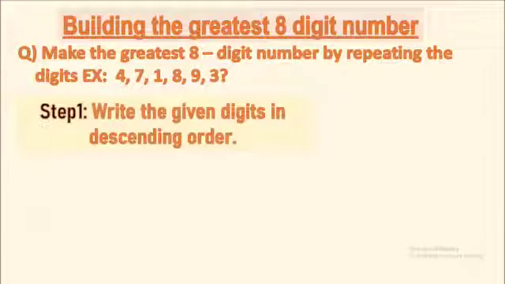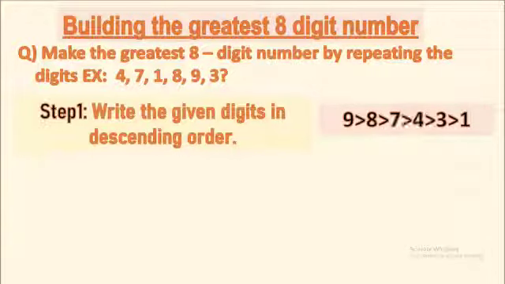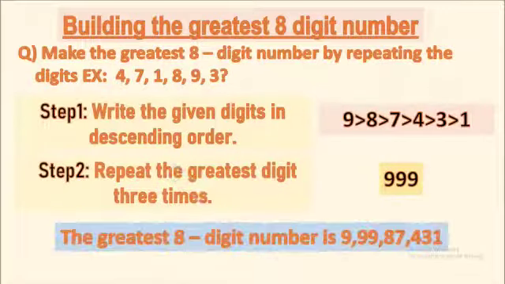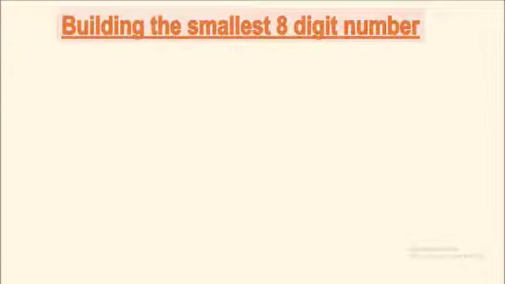First step is to write the given digits in descending order. That will be 987431. Then repeat the greatest digit. Here 9 is the greatest digit, so we have repeated 9. So the greatest 8-digit number is 9,99,87,431. So let's go for the next one.